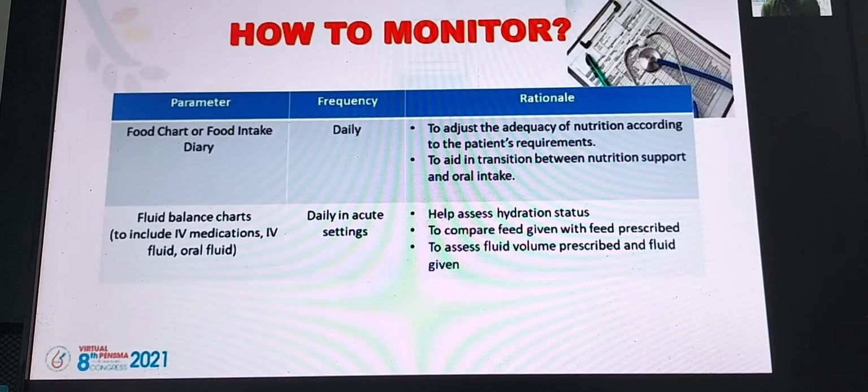The next thing is the fluid balance chart, which includes IV medications, IV fluids, and oral fluids. In the acute setting, it should be done daily. It is very useful for us to assess the hydration status, especially in patients who have congestive cardiac failure and chronic renal failure. At the same time, it can be used to compare the fluids given with the fluids prescribed by the clinicians.